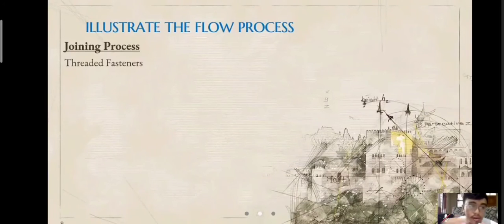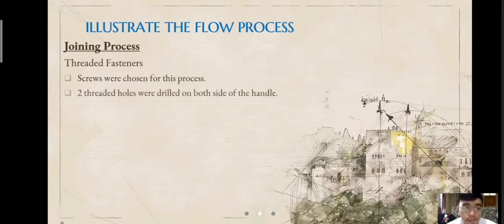Next is the threaded fastener. For this part, we choose screw as our threaded fastener. Two threaded holes will be drilled on both sides of the handle, and then choose a proper size of screw for the holes. Make sure it is not too long and not too short for the screw.